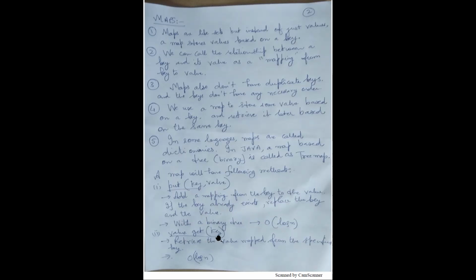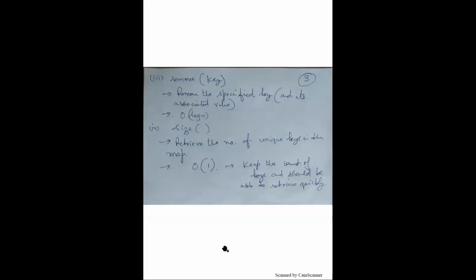Get: retrieve the value mapped from the specified key. Since it is a tree structure, again it will take log n. So you are given a key, you want to retrieve the value corresponding to the key. Now remove: you can remove the specified key and its associated value. Again it is log n. Size: what is the size of the map data structure? Retrieve the number of unique keys in the map. It can be O of 1 if you are separately storing the number of keys. Otherwise, it will take O of n.